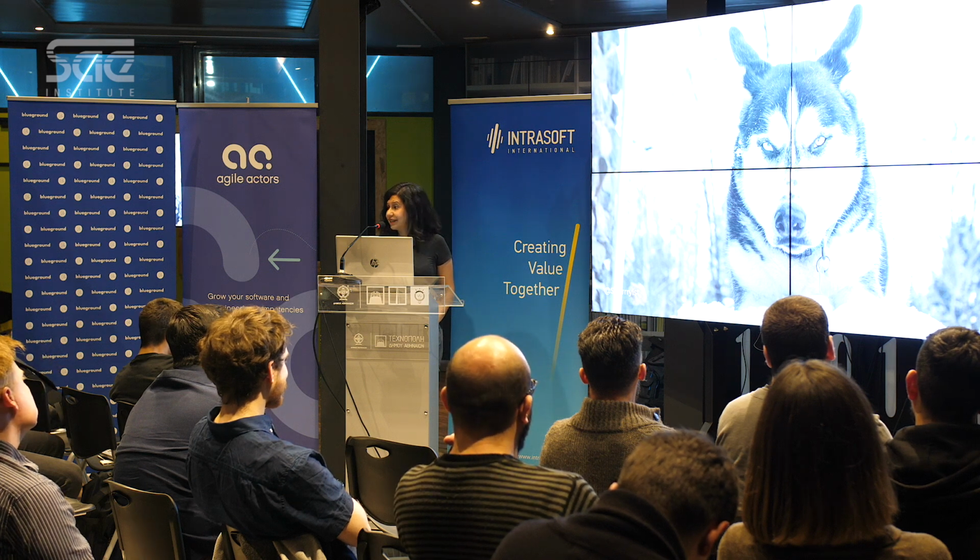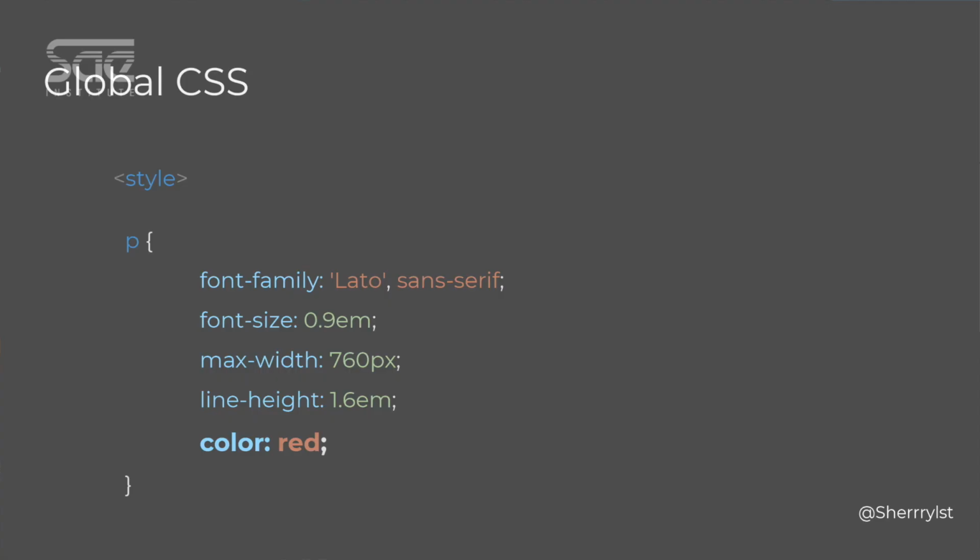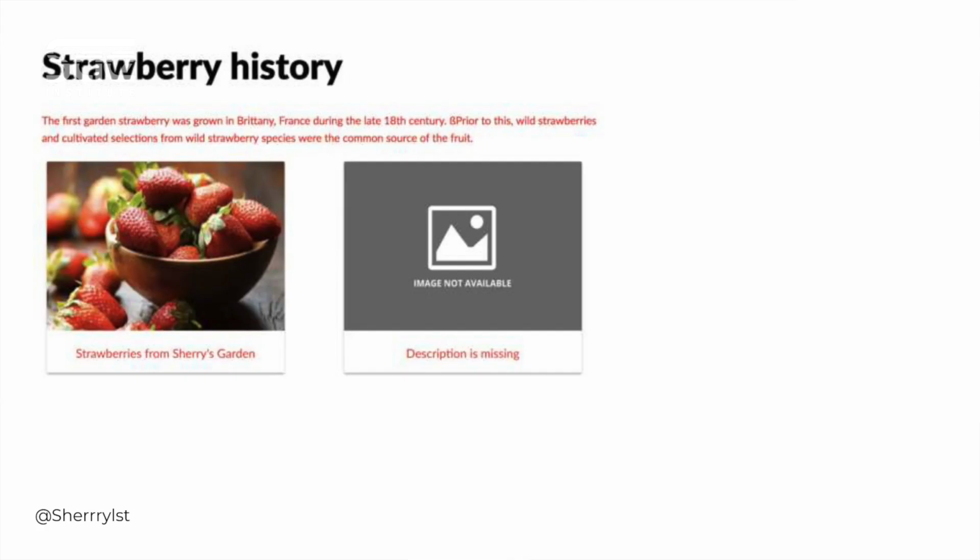Oh, our doggy is not happy. What happened? If we have a global CSS and we happen to have a p tag, then all of a sudden we want our description on top to be red, so everything is going to be red. So that style encapsulation that I was talking about is missing. So how do we fix that one?